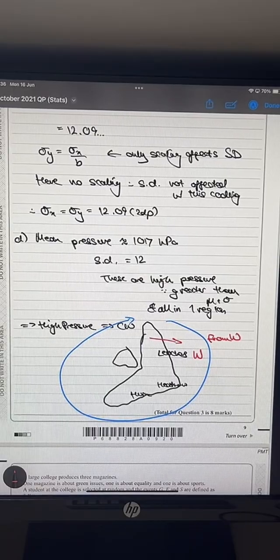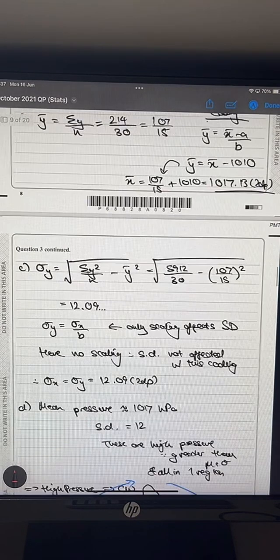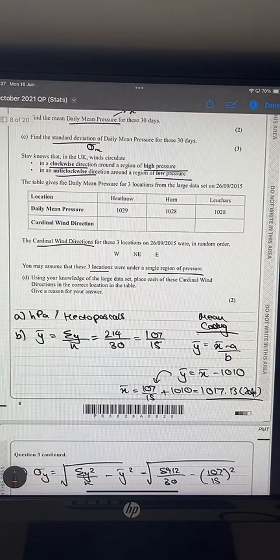So Luchar's is west. From Heathrow, it's coming in this way. That is from the northeast. From Herne, it's coming in this way. Well, it's the only one left as well. So it's from the east. So you have Luchar's is west, Heathrow is northeast, and Herne is east. So that is what you have to put in the table. And read the question carefully. It tells you to place each of these in the table. You have to put them in. Otherwise, you may not get the mark.